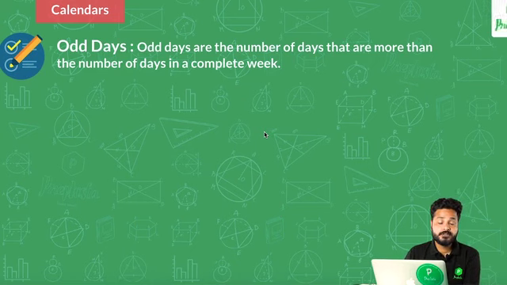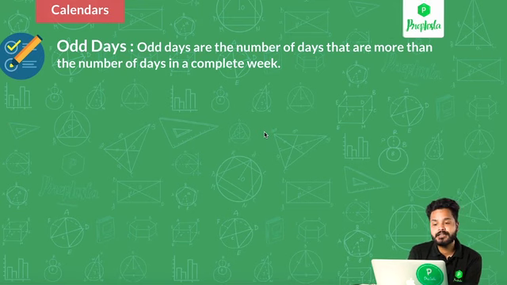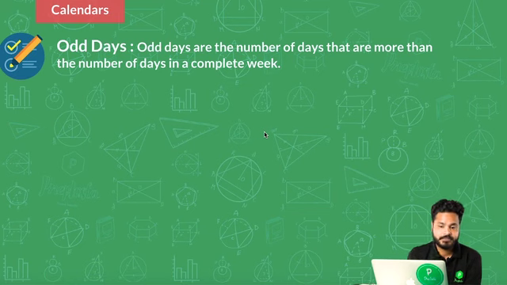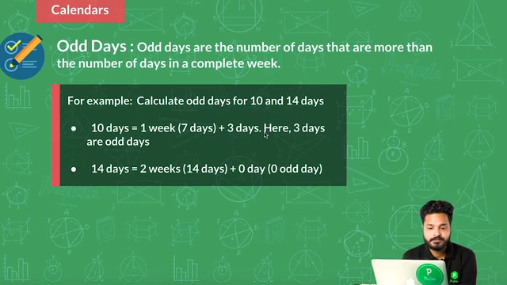The most important questions in calendars are related to the calculation of odd days. So what is an odd day? Odd days are the number of days that are more than the number of days in a complete week. For example, calculate the odd days for 10 days and 14 days. 10 days is 7 days plus 3 days. 7 days is 1 week, so we have 3 extra days apart from 1 complete week. Hence, there are 3 odd days in 10 days.